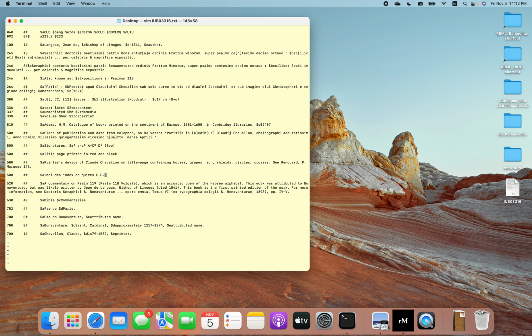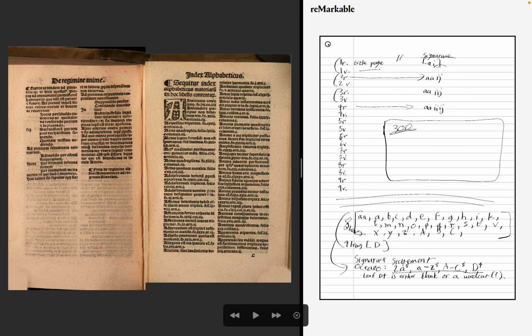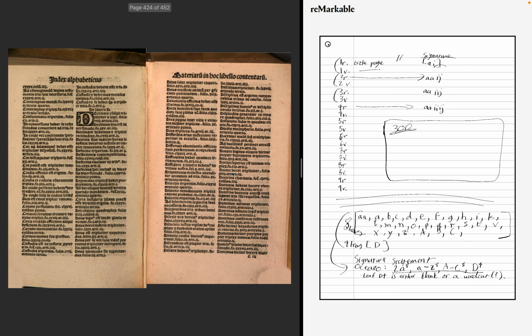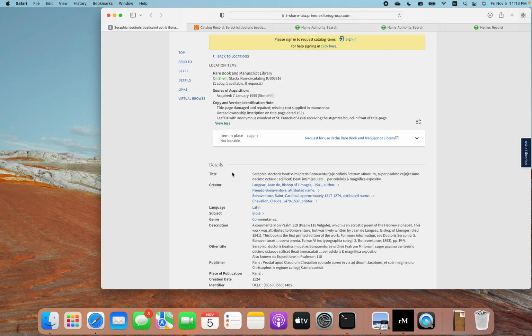Oh, you know what? I'm sorry. I think I was accidentally muting my mic, so I might have gone in and out for the last little bit. But what I basically said was there's an index from quires C on, these C and D here on the right, and this is all an index, and that actually gets noted.